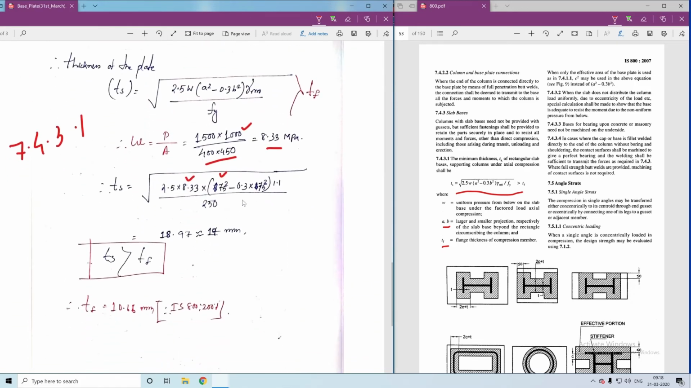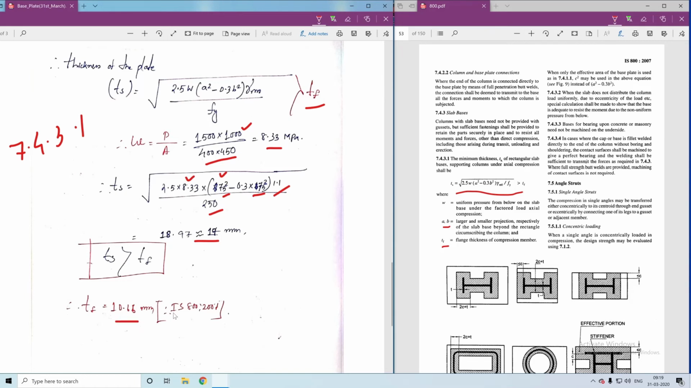Since A and B are both the same, they are 75 square, 0.375 square, and 1.1 is the partial safety factor for the material, and this is 250, which is Fy, the yield stress. Ultimately you get the thickness, that is 19 mm. So the thickness I got for the plate is 19 mm, which should be greater than the value TF. So what is TF? TF is the thickness of the flange, that is 10.66.